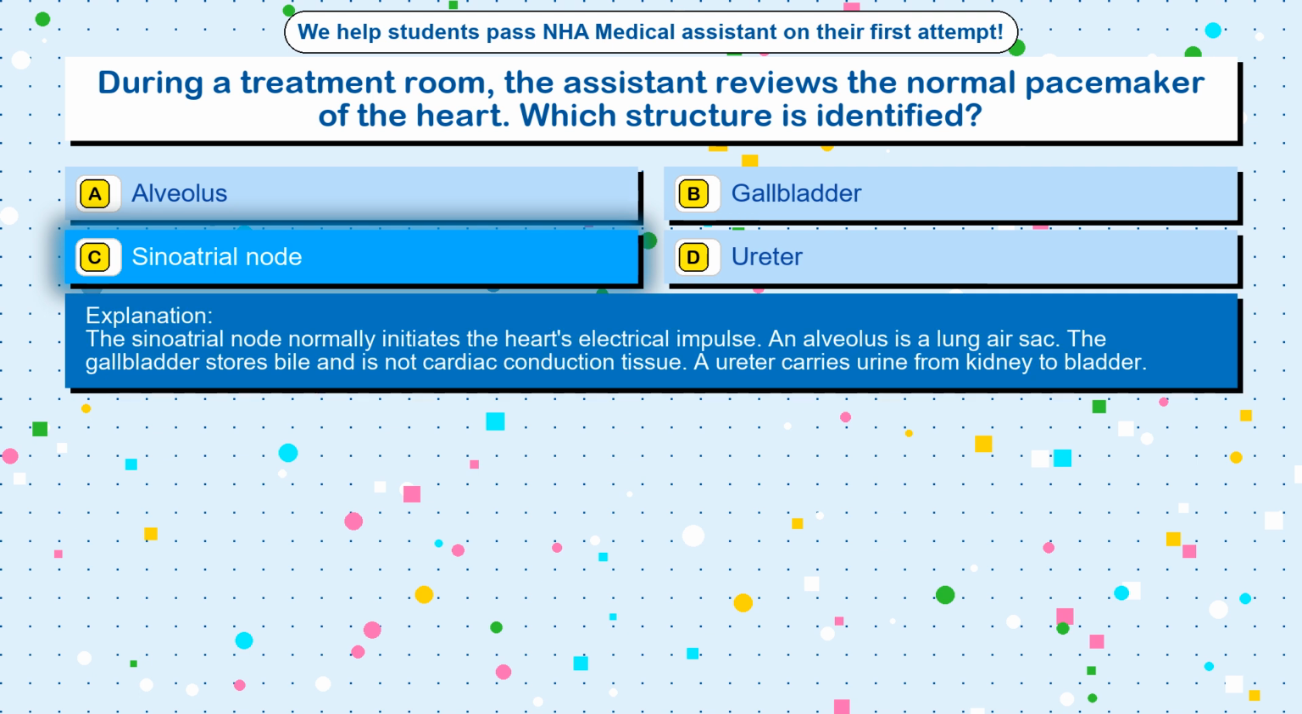The sinoatrial node normally initiates the heart's electrical impulse. An alveolus is a lung air sac. The gallbladder stores bile and is not cardiac conduction tissue. A ureter carries urine from kidney to bladder.